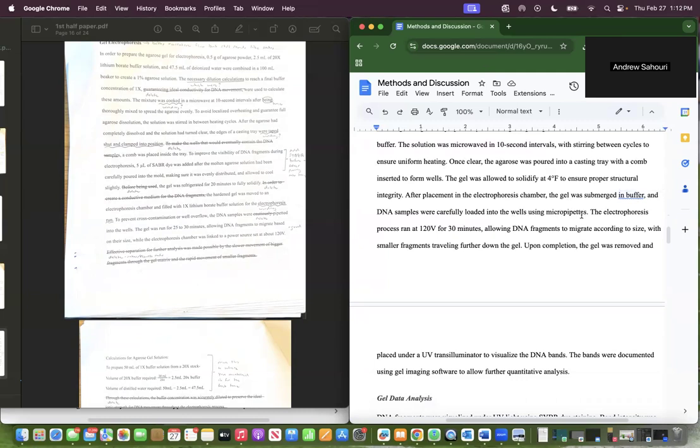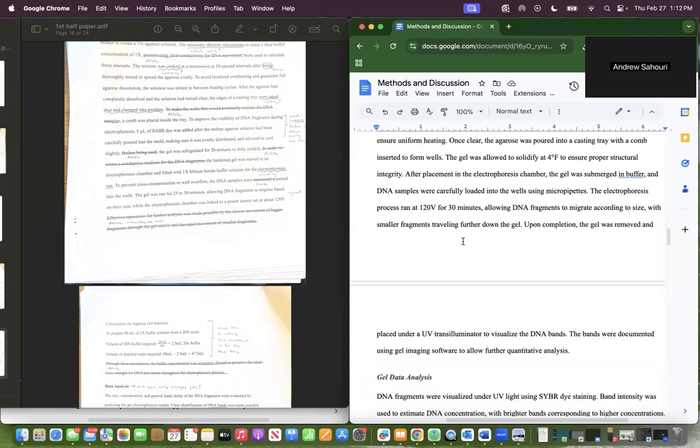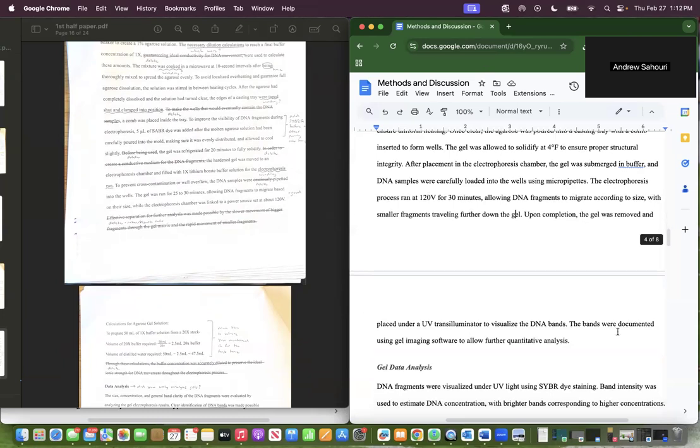And then the electrophoresis process ran at 120. I didn't write the specific contents of the buffer. Must have forgot to do that. The electrophoresis process ran at 120 volts for 30 minutes, allowing DNA fragments to migrate according to size, with smaller fragments traveling further down the gel. So I explained how that works. And the gel is removed. The bands were documented using a gel imager.